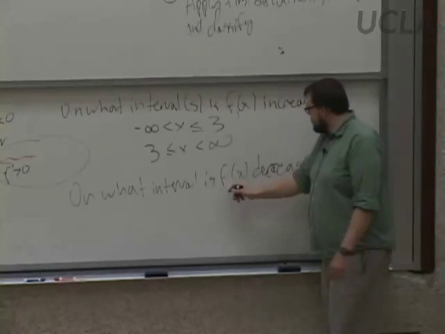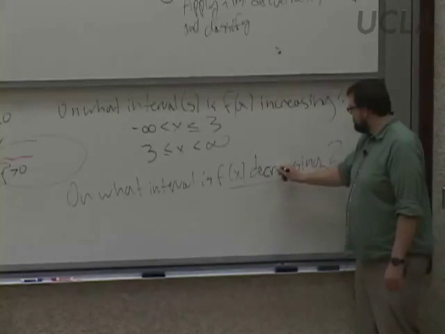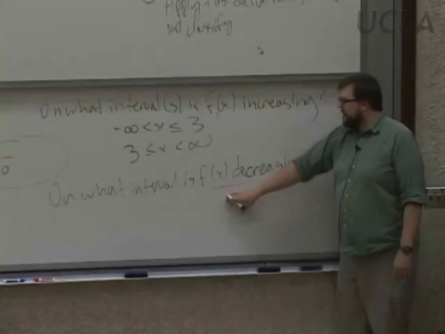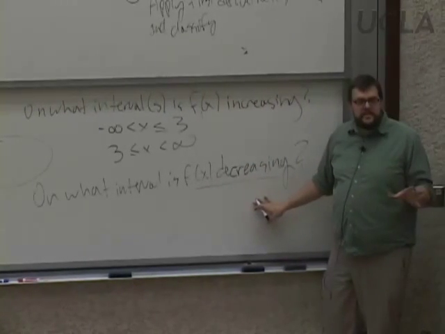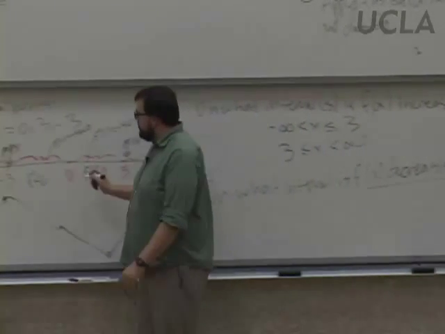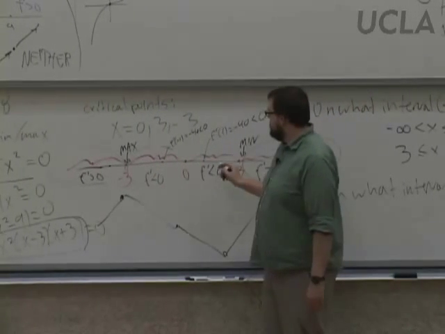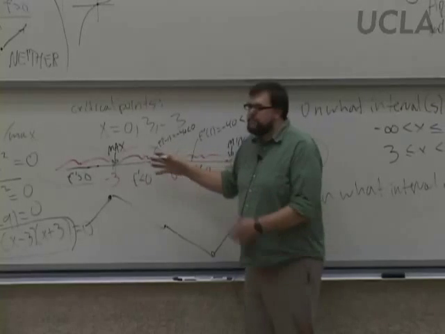So we again translate f of x decreasing. Let me try to make it look legible. F of x decreasing, we translate that: derivative is negative. Where's the derivative negative? Well, certainly its derivative is negative between -3 and 0. It's also negative between 0 and 3. We might as well just put them together.